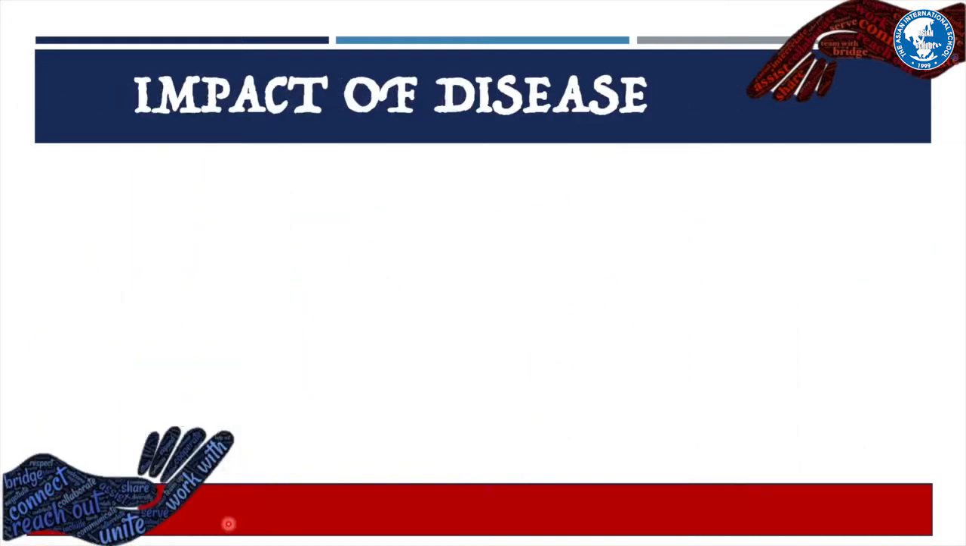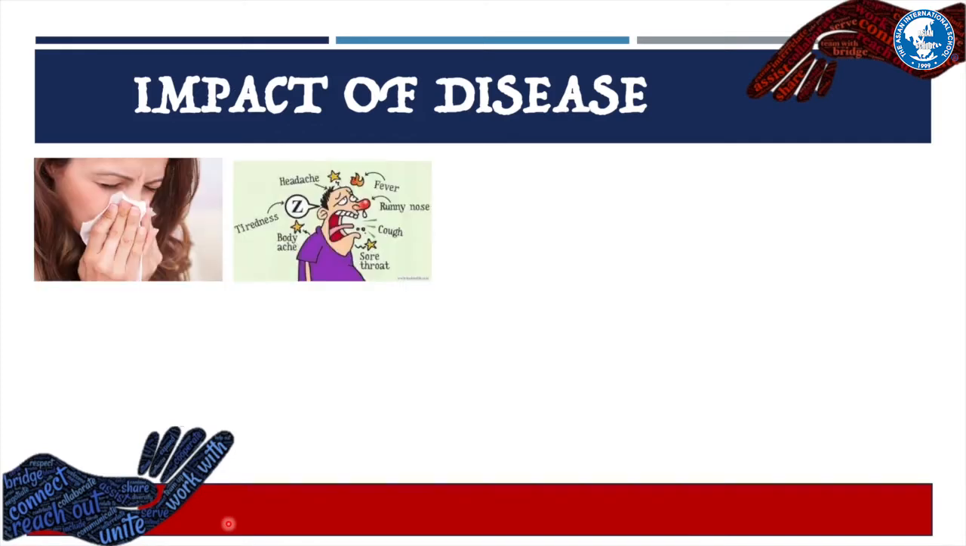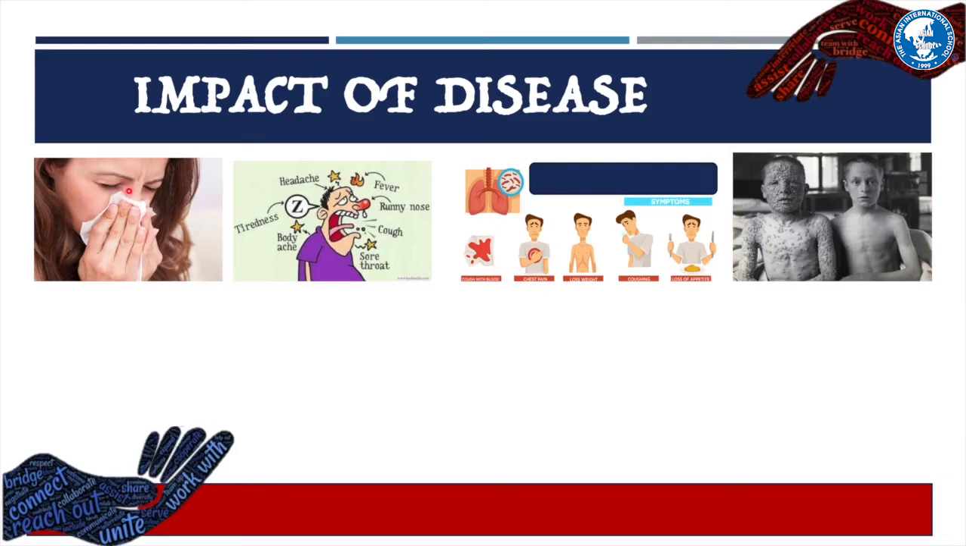Now let's talk about the impact of disease on the Aboriginals. But first, can you name these diseases? Okay, let's have the first one. That's very common. Okay, so that's cold. We usually have that. Okay, next. What if you have headache, fever, runny nose, cough, body ache, and others? So what do you think? What disease is that? Okay, that's influenza.